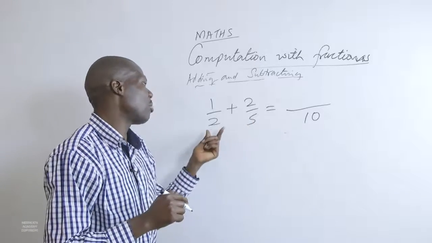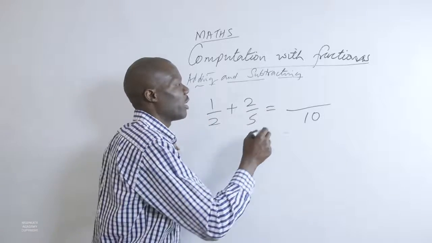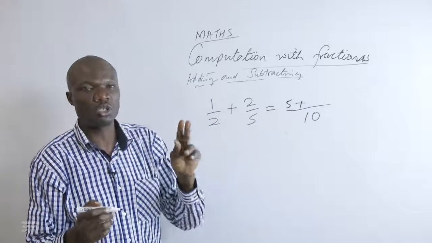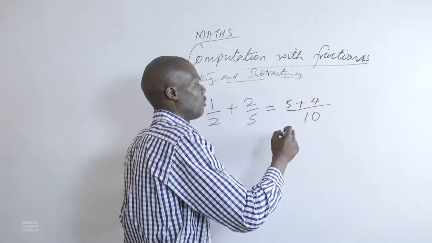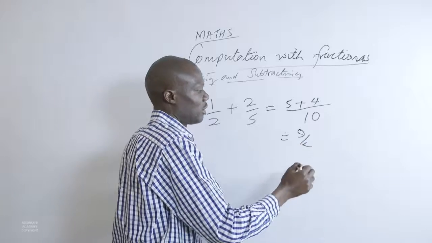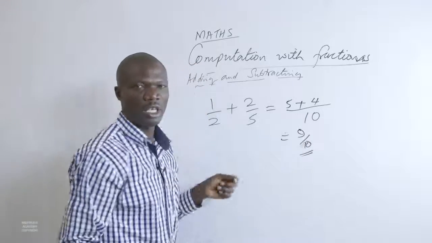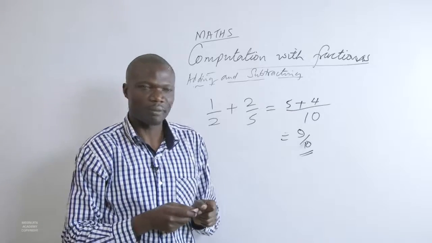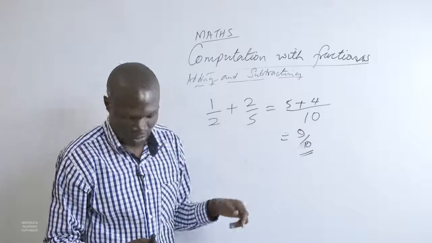So 10 divided by 2 is 5. 5 multiplied by 1 is 5. Plus 10 divided by 5 is 2. 2 times 2 is 4. So this becomes 9 over 10. You get 9 over 10. So we have been able to add because we made sure that the denominator is the same.